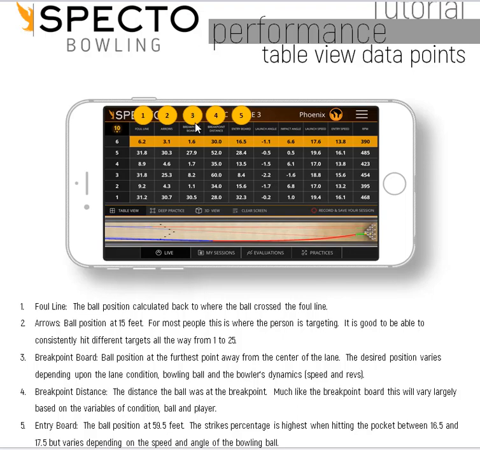The breakpoint board is the position of the ball at the furthest point away from the center of the lane or 20 board. This location will vary depending on the conditions, bowling ball, and the bowler's dynamics. The breakpoint distance is where the ball was at the breakpoint. Much like the breakpoint board, this will vary depending on the condition, ball, and player. The entry board is the position of the ball at 59.5 feet. The strike percentage is at its highest when hitting the pocket between 16.5 and 17.5 board, but can vary depending on the speed and angle of the bowling ball.